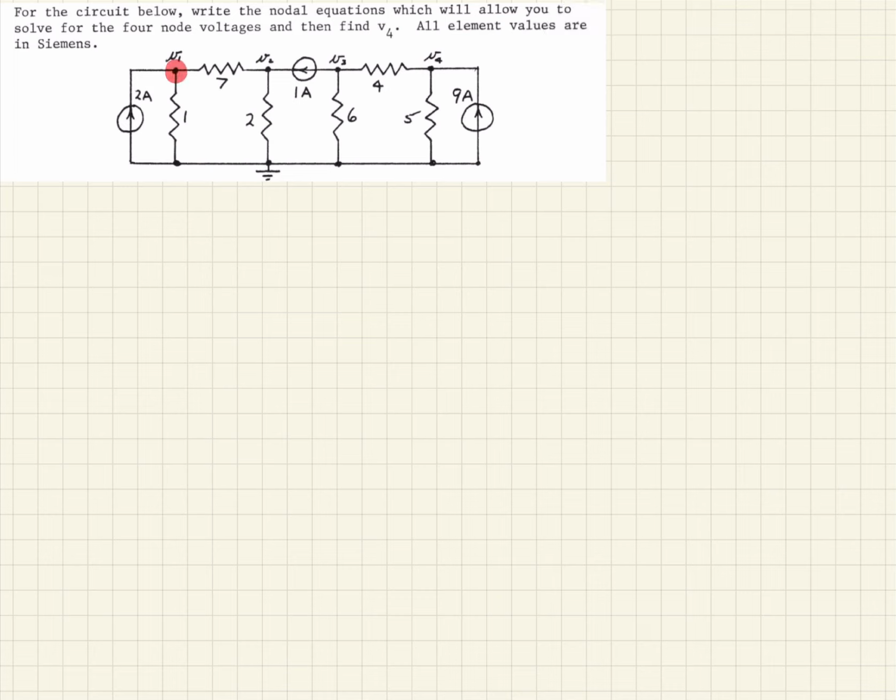So the first node we want to look at then is this node 1. Remember, we're defining current leaving a node as positive, and we're summing up all the currents leaving and entering a node. In this case, we have a 2 amp source entering, so that's going to be a -2. Next, we come down to this 1 Siemens resistor, then this will be plus 1 times V1.